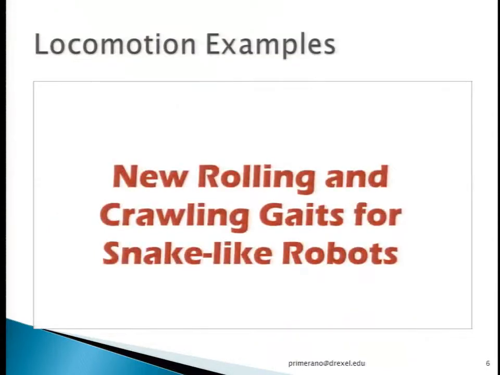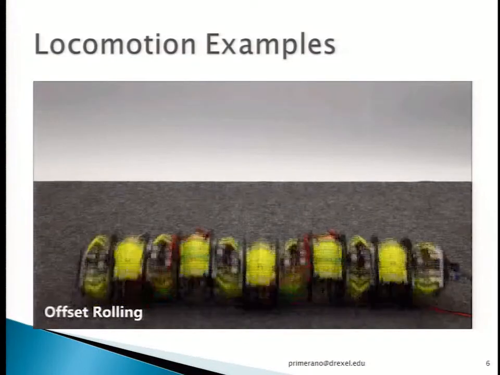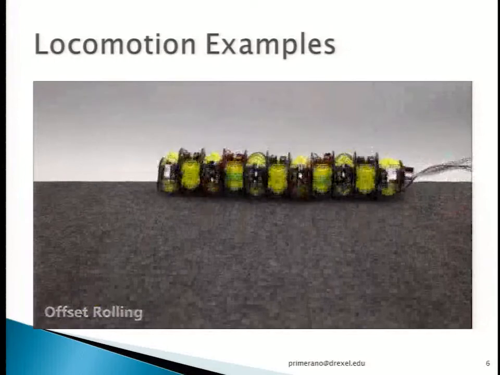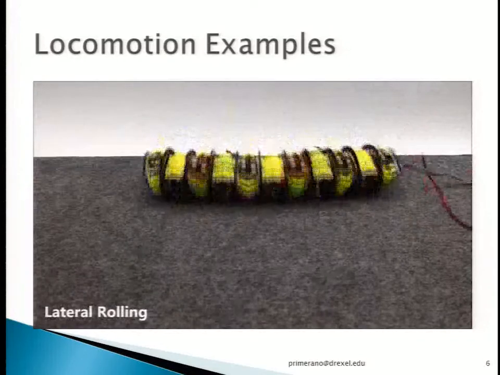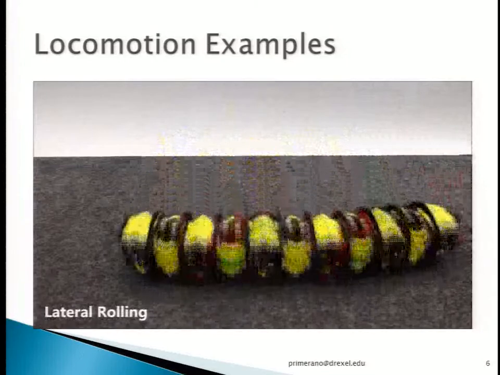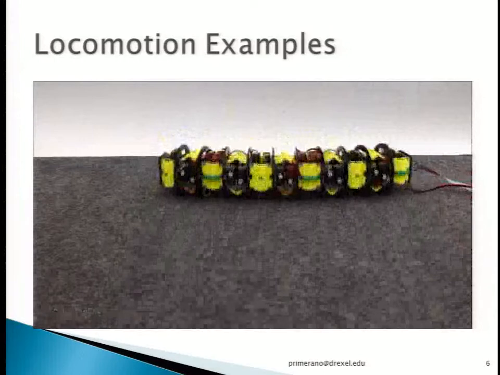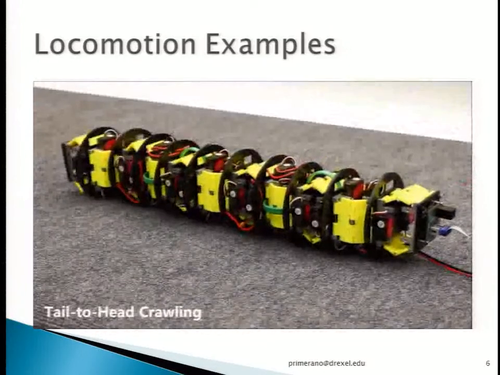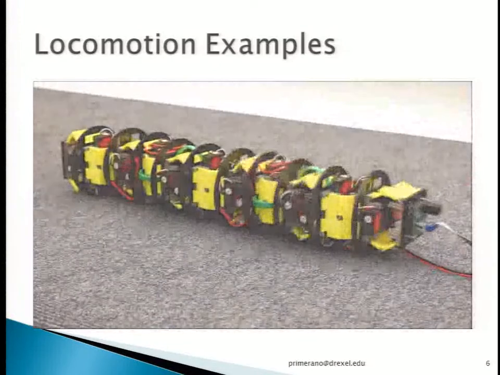This is best illustrated through a video. First, offset rolling. The robot's segments slide laterally and continually push the robot in one direction. Lateral rolling is where the robot assumes a slight curve and then rolls its body about that curved axis. Again, you'll see this in the literature. This is a new gait for this robot, where the segments lift themselves up, move forward, and drop back down. We call this head-to-tail crawling.